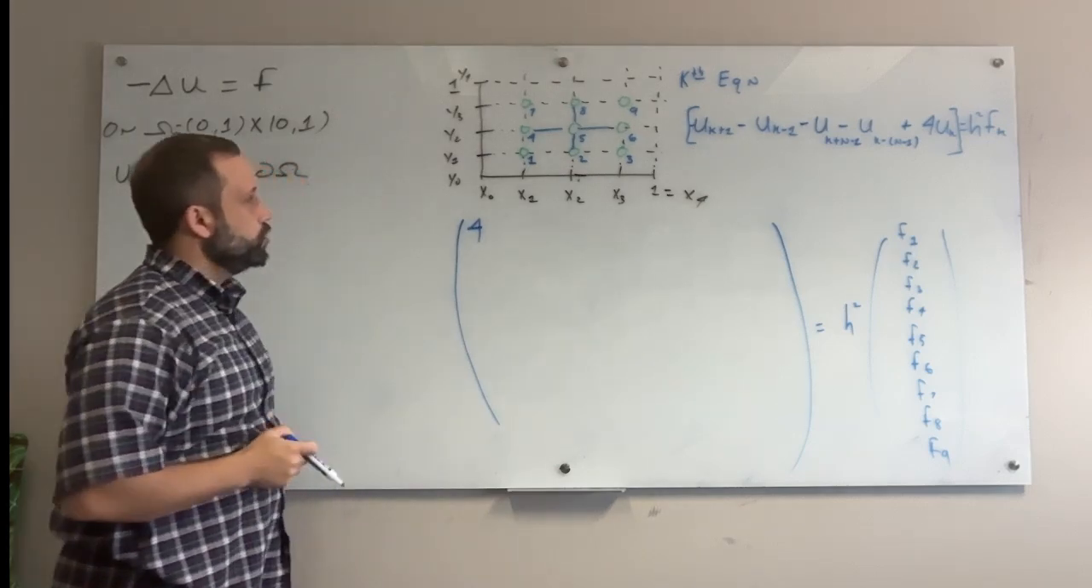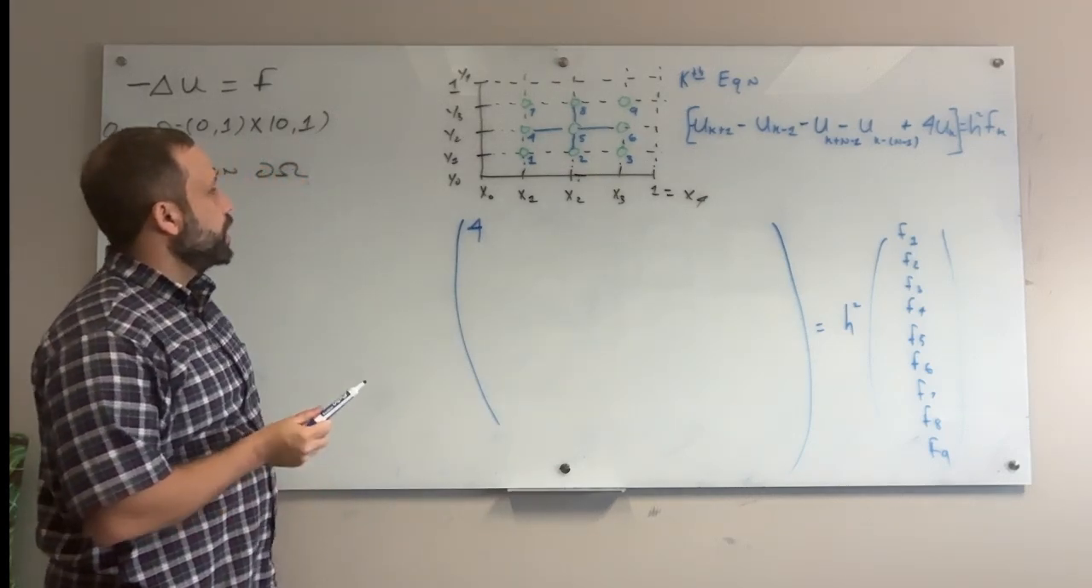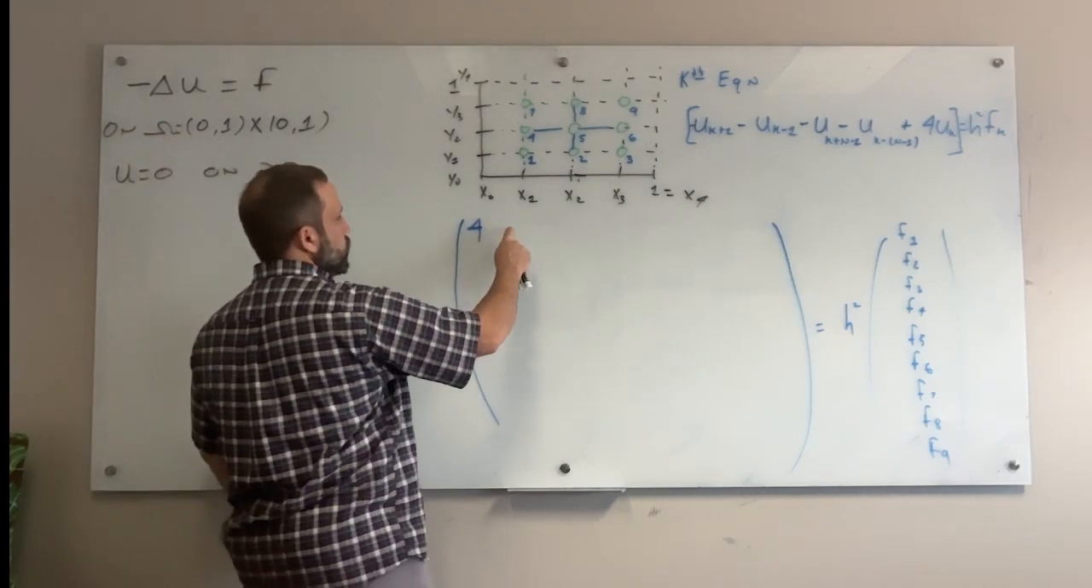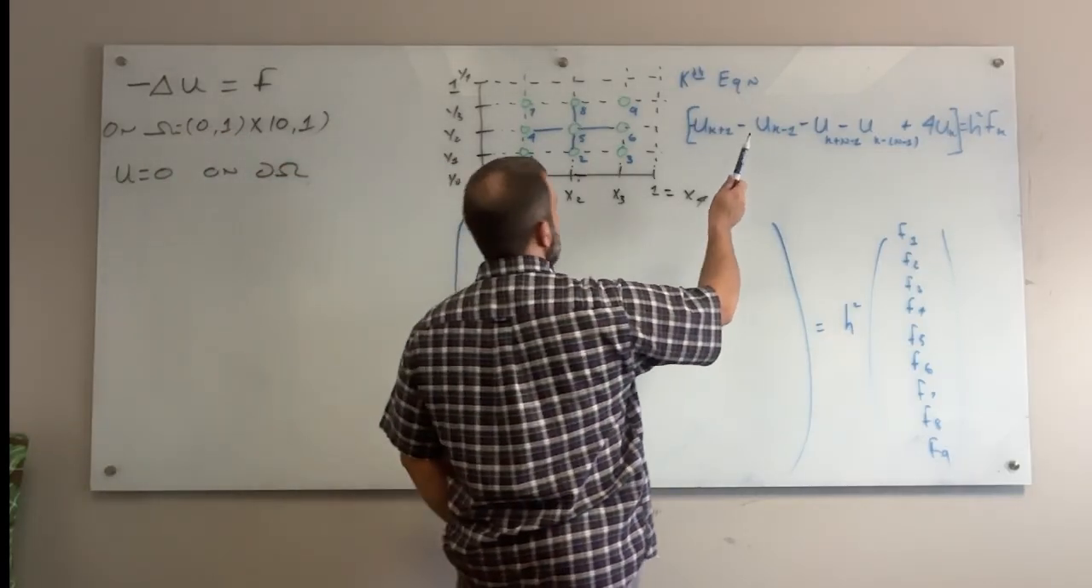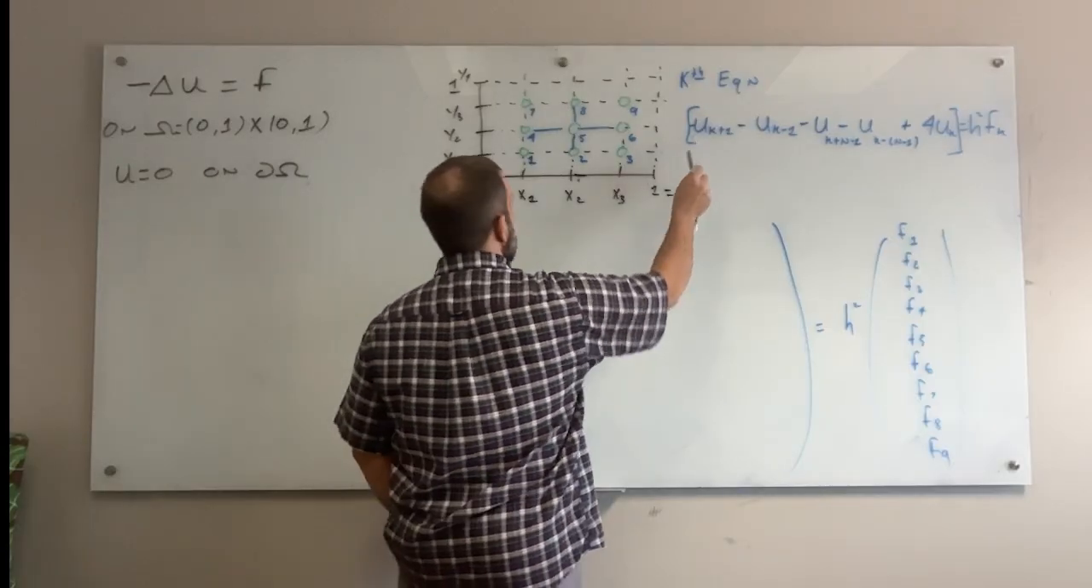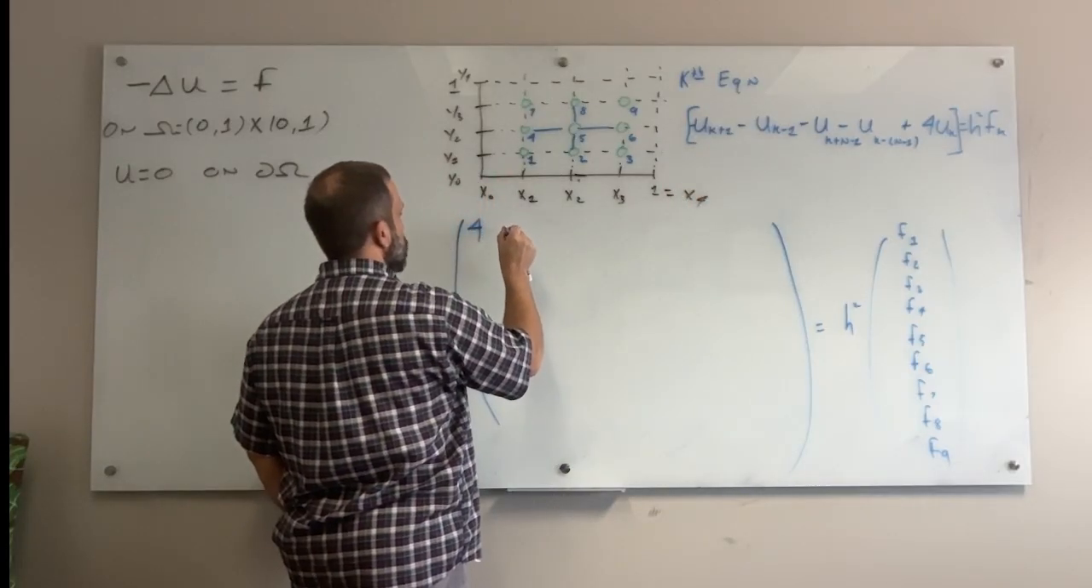Okay, what about U2? What will the coefficient on U2 be? Because that is what this is here. So what will the coefficient on U2 be? Well, k is equal to 1, so this is going to give me U2, so I'm going to have a minus 1 here.